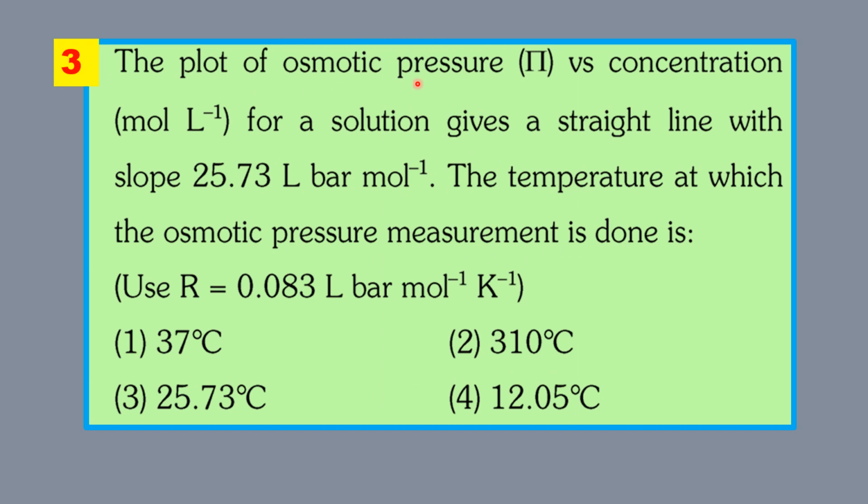Let us solve the third question. The plot of osmotic pressure versus concentration in moles per liter for a solution gives a straight line with the slope 25.73 liter bar per mole. The temperature at which the osmotic pressure measurements are done is... there are 4 options. The answer is 37 degrees Celsius.